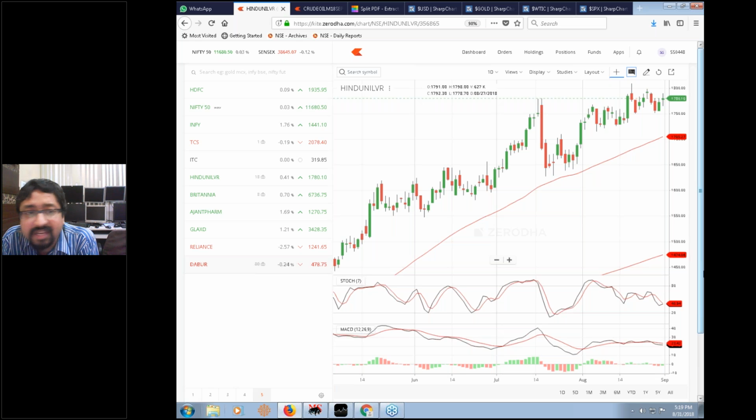1800 was the last time when Hindustan Unilever saw some selling pressure, so it has to take out that resistance. Once it takes out that resistance, it has the potential to go even higher. So you have to use a stop loss at around 1750 for Hindustan Unilever. So you can see these are the important FMCG stocks. Those are likely to outperform.